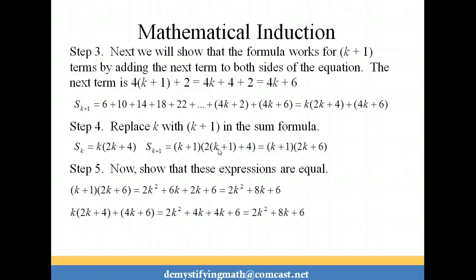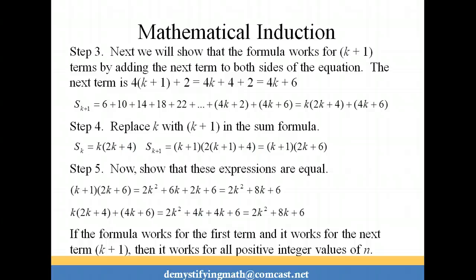And it's kind of like a domino effect. It's like it's working for the first one, and then we can show that it works for the next one, which is the second one, and so on, until we've reached all the way to n terms. So that tells us that this formula is going to work for all positive integer values of n.